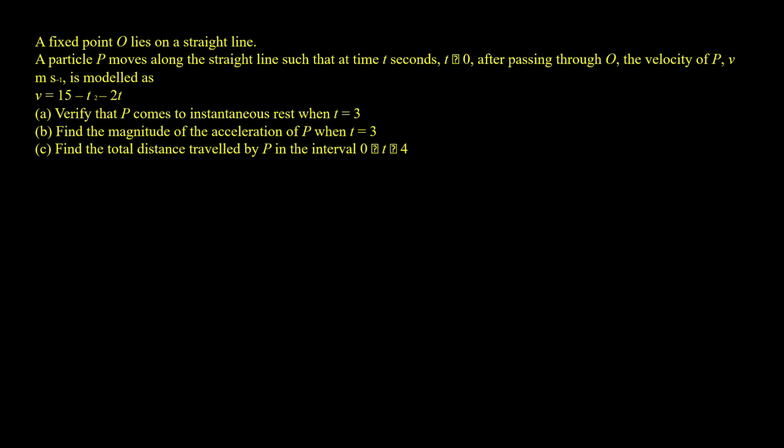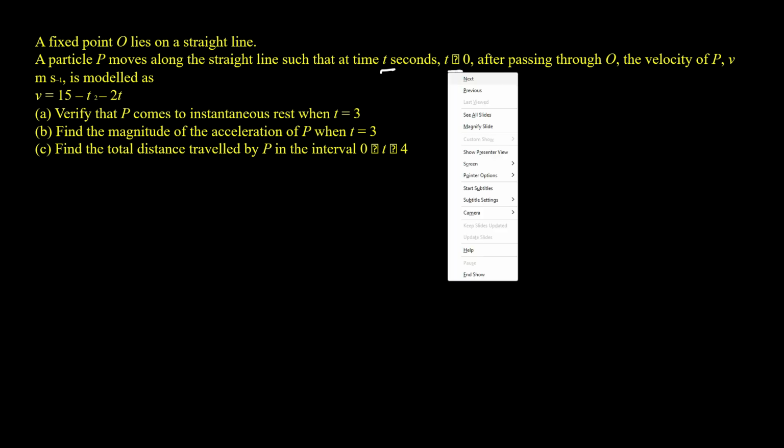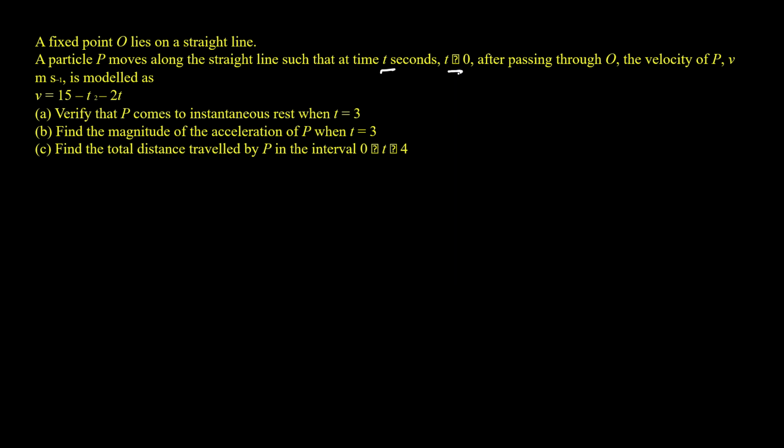Now here we have a model given. V is equal to 15 minus t squared minus 2t. A particle moves along a straight line such that at time t seconds, t equal to 0, after passing through O.